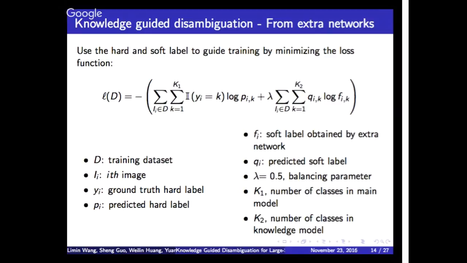QI is the predicted soft level and FI is also a soft level. So what is the difference between QI and FI? That's another doubt I have, because they say they use the predicted soft level, the soft level obtained by the extra network, but I guess they do some process of fine-tuning or something, because there wouldn't be any point of talking about the soft level obtained by the extra network and then the predicted soft level. If you do nothing, it is the same.